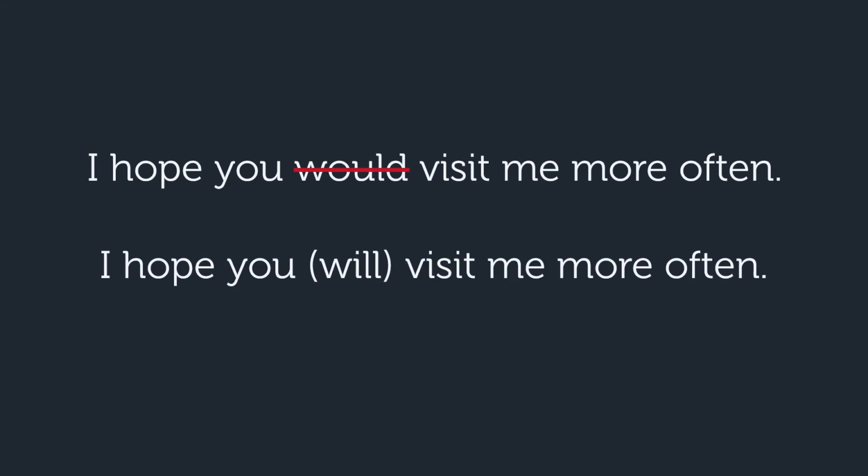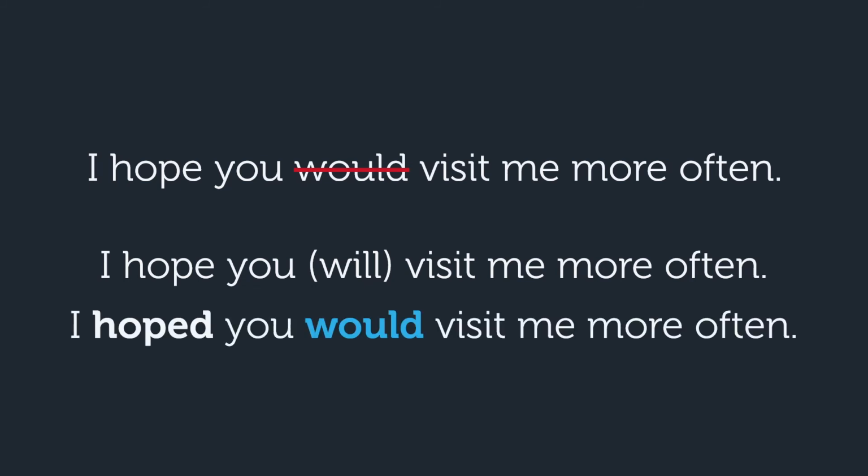Side note, a common point of confusion is trying to do the same thing with hope instead of wish. We typically don't say would with hope in the present tense though, because with hope you're talking about something you want, not really a hypothetical situation. With that in mind, you've got two choices. Either say, I hope you will visit me more often, or just, I hope you visit me more often, or I hoped you would visit me more often, which is just the past tense way of saying this like the examples we saw earlier in the video.